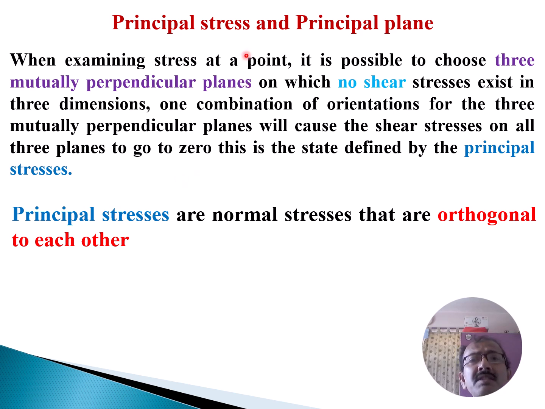Now, principal stresses and principal planes. When examining stress at a point, it is possible to choose three mutually perpendicular planes on which no shear stresses exist in three dimensions. One combination of orientation of the three mutually perpendicular planes will cause the shear stresses on all three planes to go to 0. This is the state defined by the principal stresses. So principal stresses are normal stresses that are orthogonal to each other. That means the stresses that are perpendicular to each other are called the principal stresses.